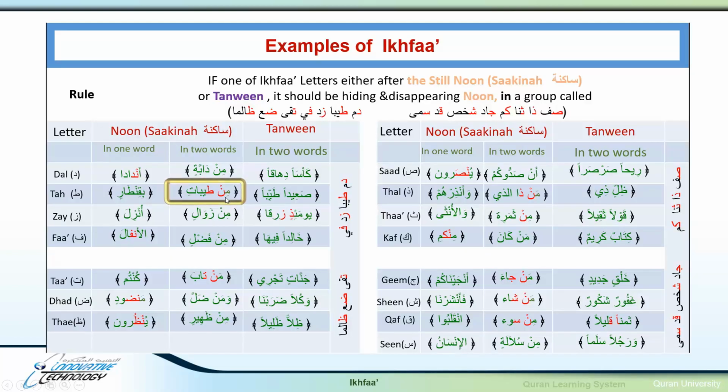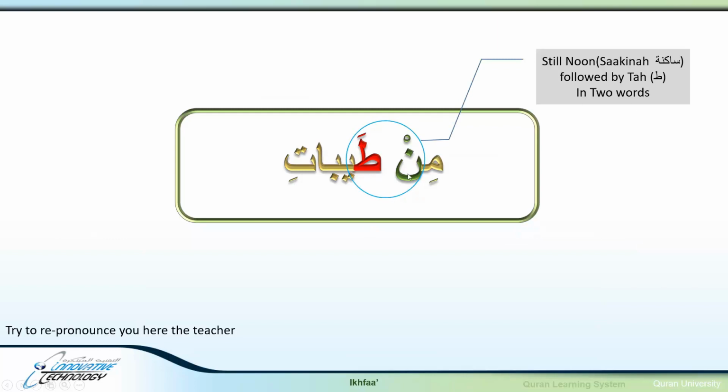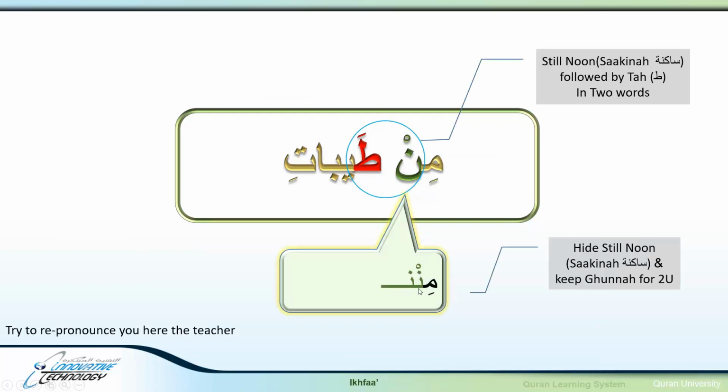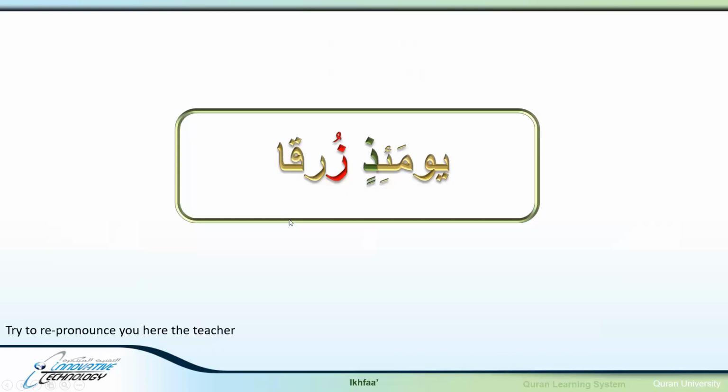Next example is min tayyibat, ta with nun sakina in 2 words. Nun sakina followed by a ta in 2 words. We apply hiding for the nun and keep the ghunna for 2 units, and it will sound like this. Min tayyibat. Another example, يومئذ زرقا.